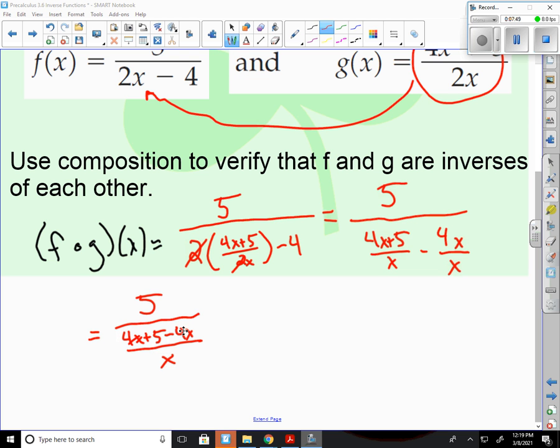Now I have 4x minus 4x. Those cancel each other out. It's now 5 over 5 over x. If I have a fraction in the denominator, I flip it and multiply. This just becomes 5. The top one stays 5 because it's really 5 over 1 times x over 5. 5 times x is 5x. 1 times 5 is 5. 5x over 5, the 5's cancel. I'm left with x. So far, this looks like an inverse.